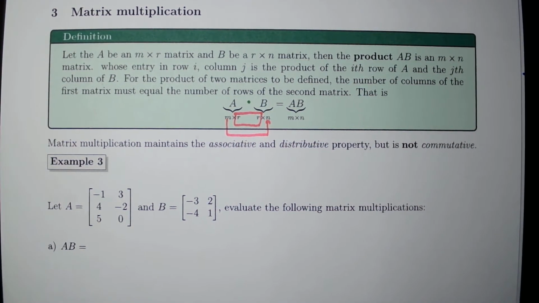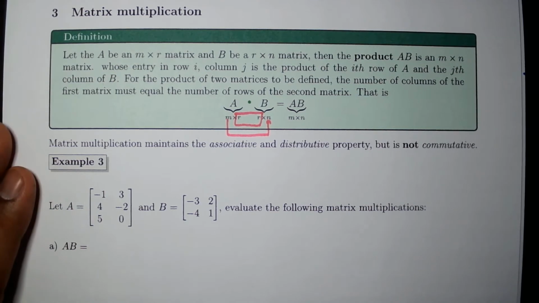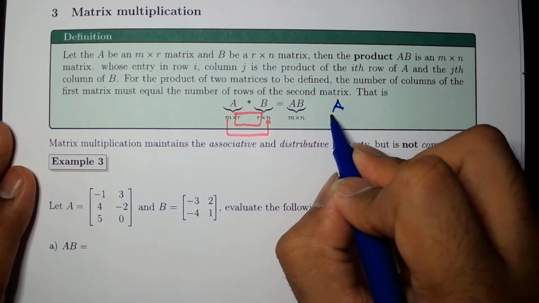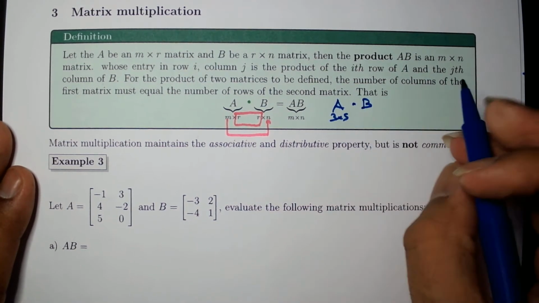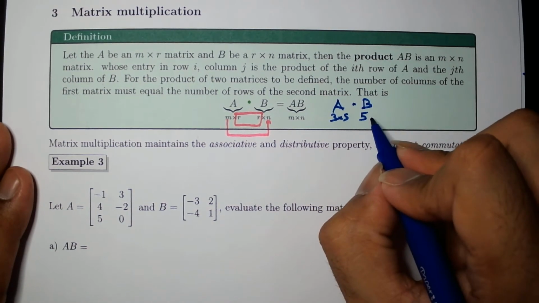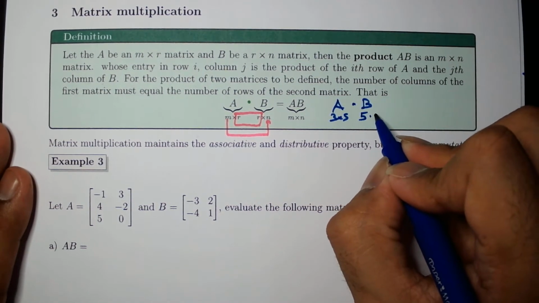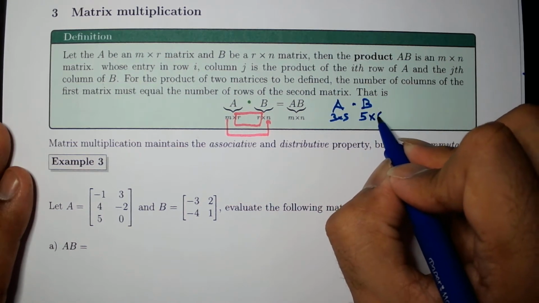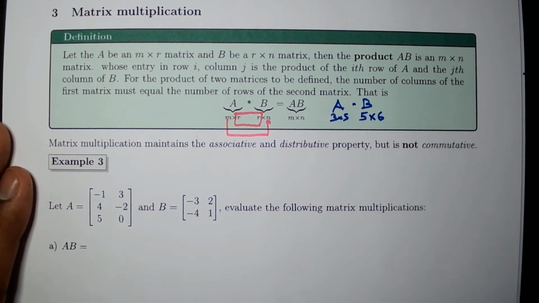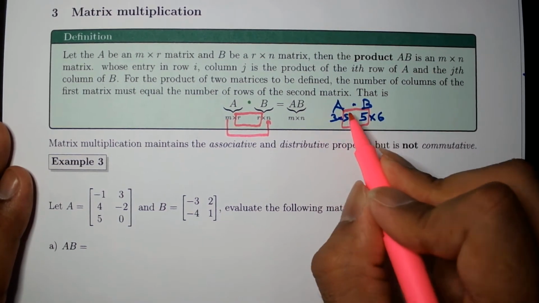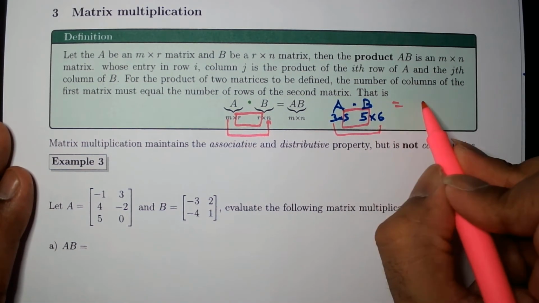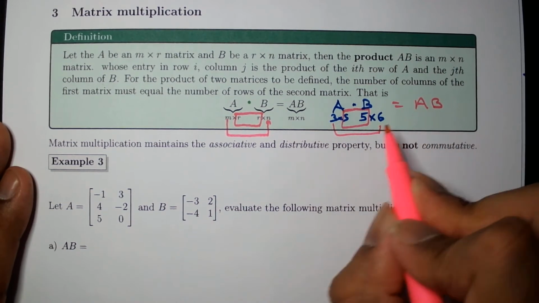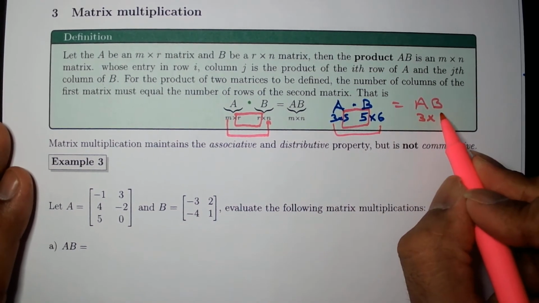For example, if we have a matrix A that is 3 by 5, 3 rows and 5 columns, times a matrix B that is 5 rows by 6 columns. Well, these two numbers are the same. The number of columns of A is the same as the number of rows of B, and the product matrix AB will be a matrix that will have 3 rows and 6 columns.